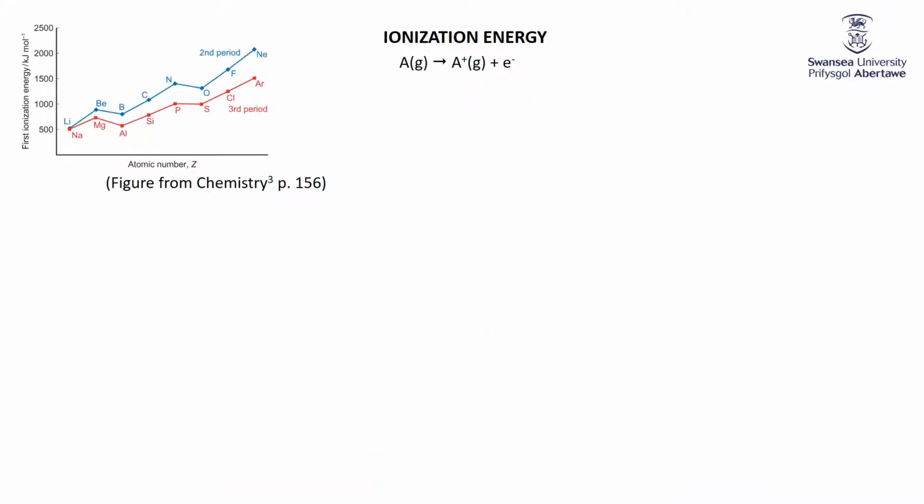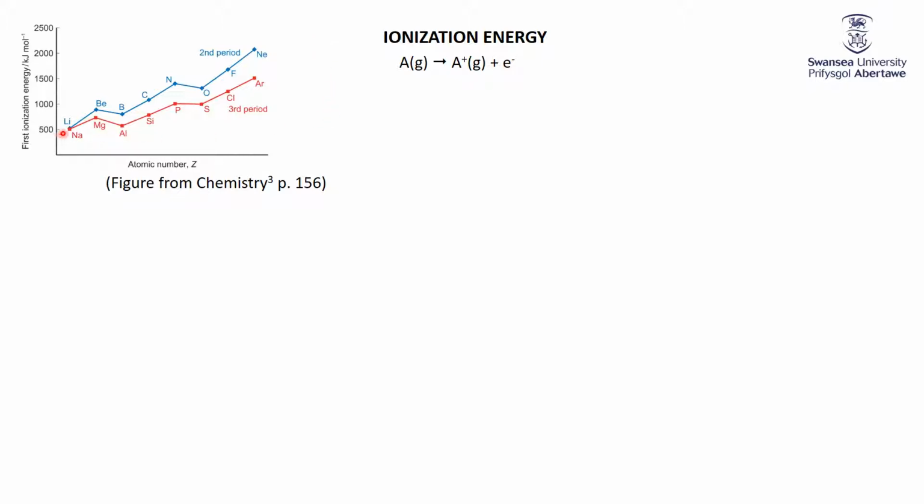The more alert of you will have noticed on that last slide that while I showed this pretty little picture here, I didn't really dwell on it. What I'm showing is, first of all, in blue, the second period, starting at lithium, ending up with neon, and in red, the third period, starting off at sodium, ending up at argon. In both of these periods, the general trend of ionization energy is that as you go from left to right, the ionization energy increases. But there is this cute little zigzag here.